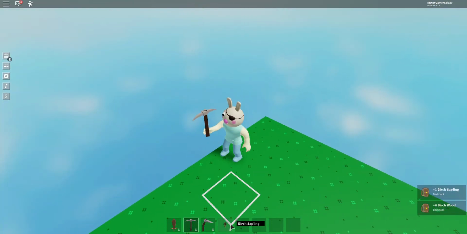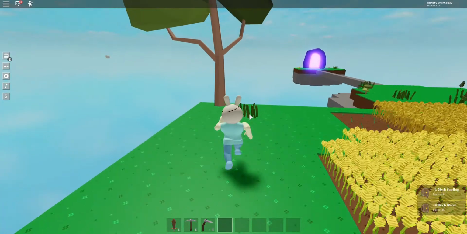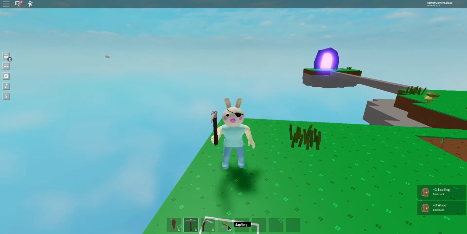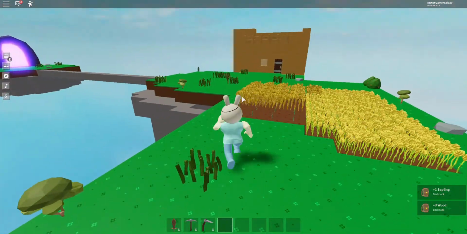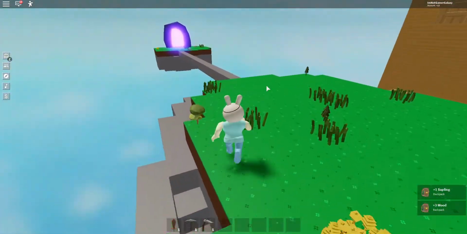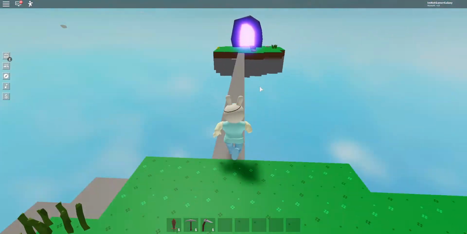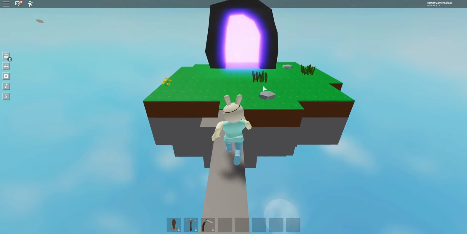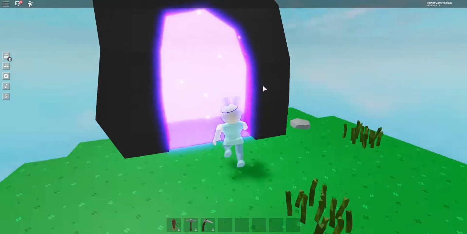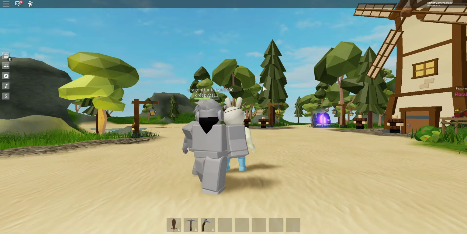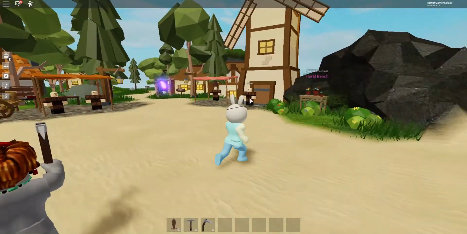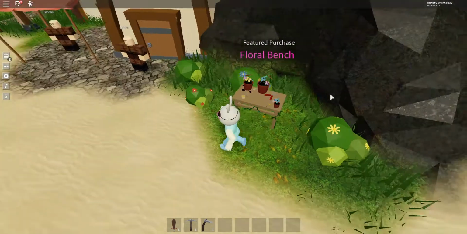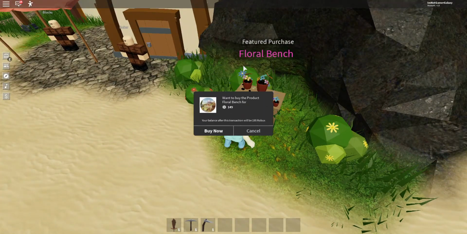He's saying he tested it, but whatever. He bought the thing from the person, and this scam is happening with a Robux item, which is even worse, that people pay real life money to scam people. Well, that's how it works anyway. So this item here, the Floral Bench. You click on it and it shows you this.